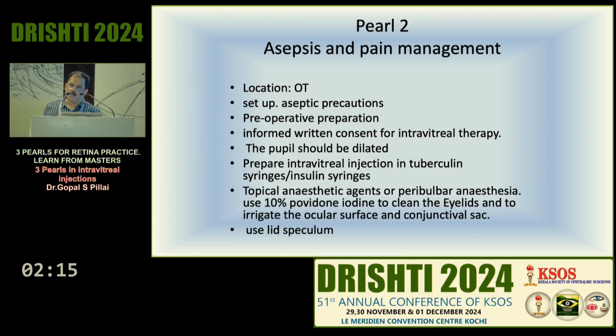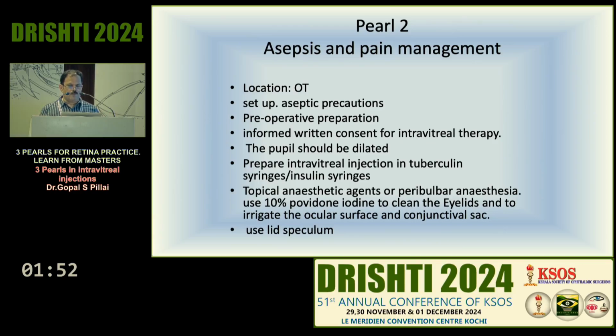Many patients with diabetic macular edema or AMD with good vision, 6/12 or 6/9, can go to hand movements after an endophthalmitis. So asepsis is a very, very important thing. Location is usually the OT, but a clean room without any contamination is acceptable. Set up all aseptic precautions. Whatever you do for cataract, you should have here.